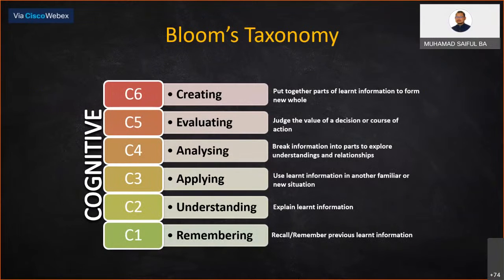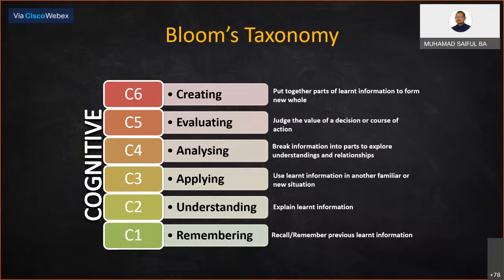And now we are talking about Bloom's taxonomy, because the cognitive taxonomy is something we use from C1 to C6, from remembering until creating. Remembering is about whether the student is able to recall previously learned information. So that is basically just recall. In terms of understanding, we expect the students to be able to explain what they have learned in their own words. So it's about understanding. Can they explain it?